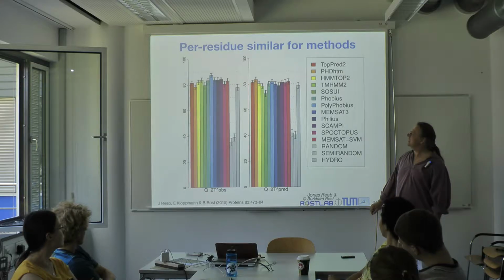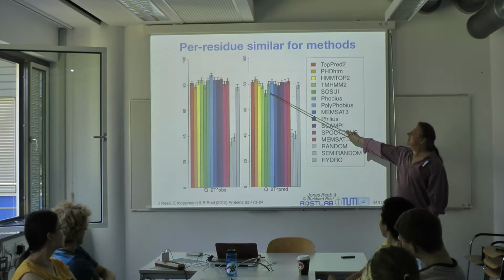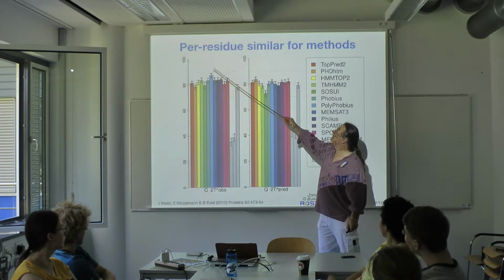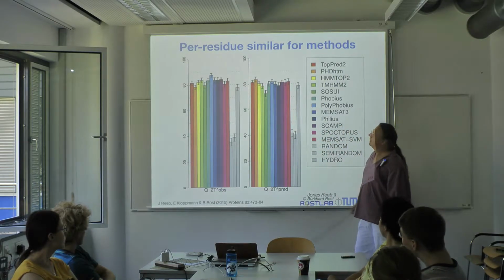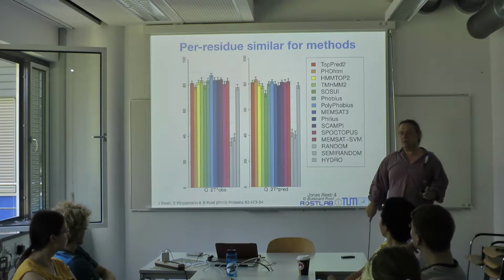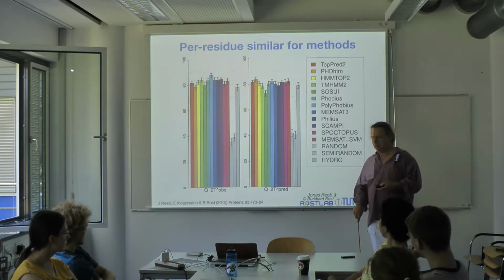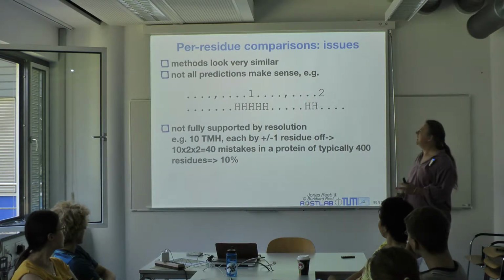I'm not entirely sure whether I see anything else. Maybe there's an outlier here, maybe here. But this is per residue. So let's look at it per segment. Let's look at it on the level of the helix.